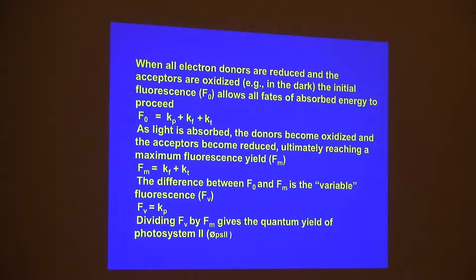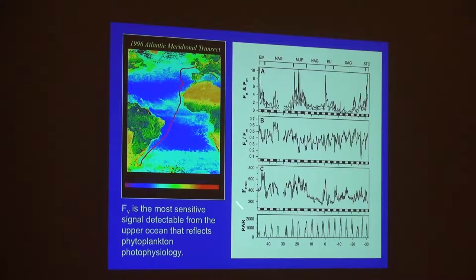All right. Now we can take the instruments. This is what made us famous many years ago. And we can drag them across the ocean. So we can go from Portsmouth to the Falkland Islands, for example, thousands of kilometers. And here's FV over FM, and many other parameters. It's a very, very, very sensitive measurement. Without any concentration of anything, you don't have to do any filtering, nothing. Instantaneously, you get these numbers. You know the photochemistry of photosystem 2 across the world's oceans.